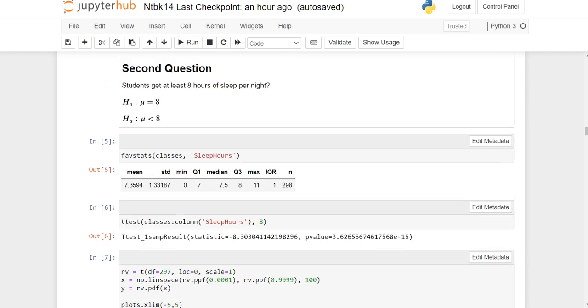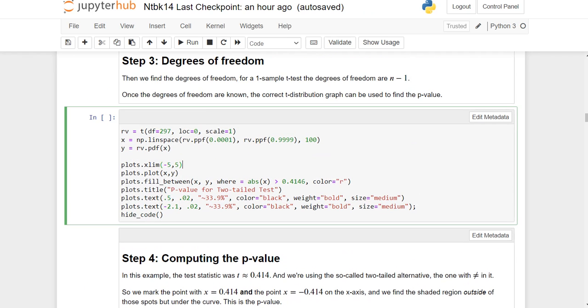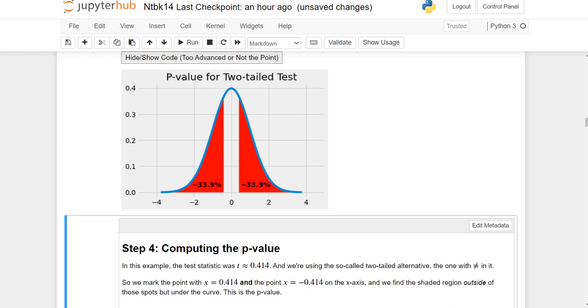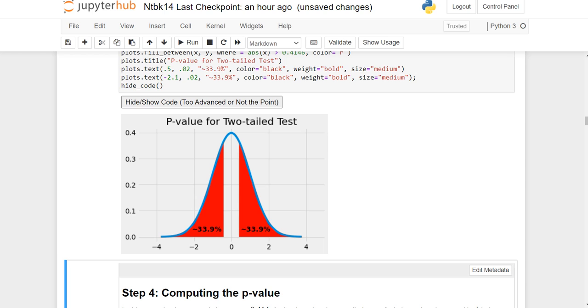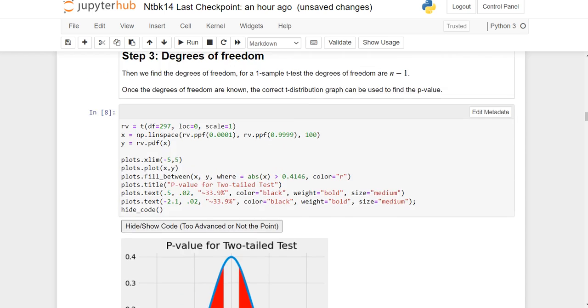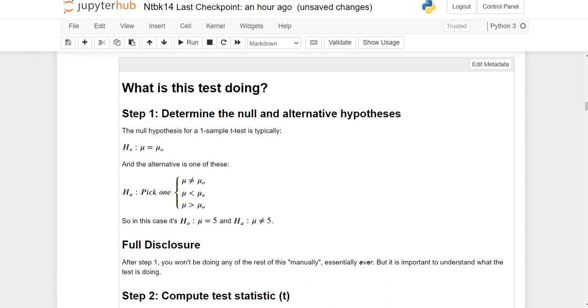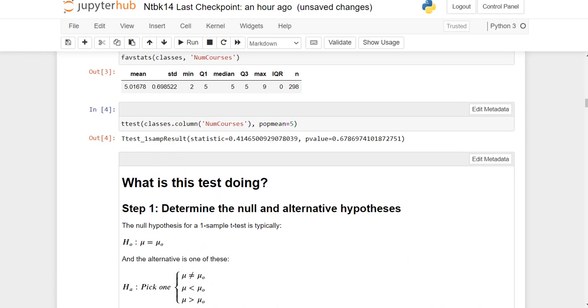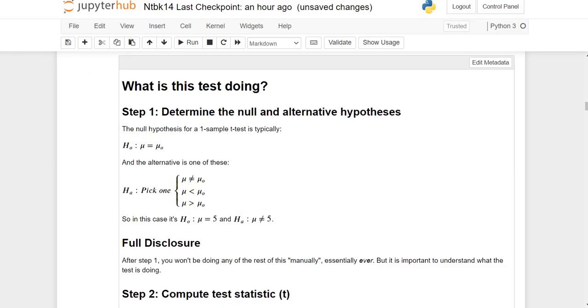So let me go up and show you the bell curve, the t-distribution for the first example. In the first example, where we had a very large p-value, we drew a vertical line below the mean at the test statistic, the negative 0.414. Isn't that what it was? I'm pulling this off the top of my head. I have to go back up. Yeah, the test statistic is 0.415. I guess it rounds to 0.415.